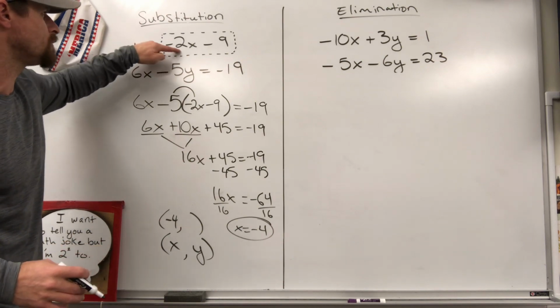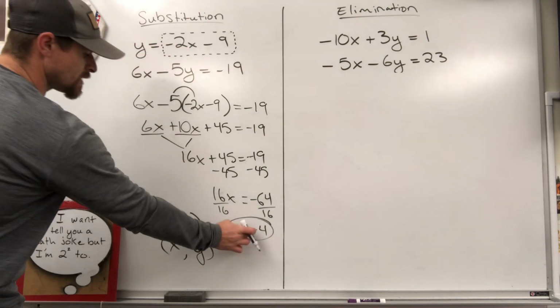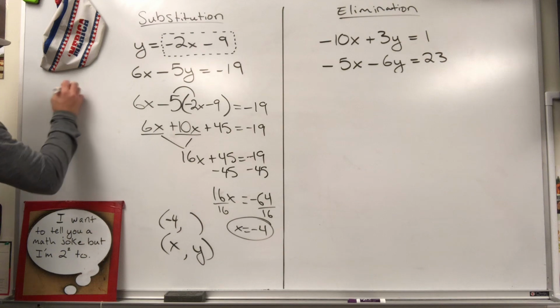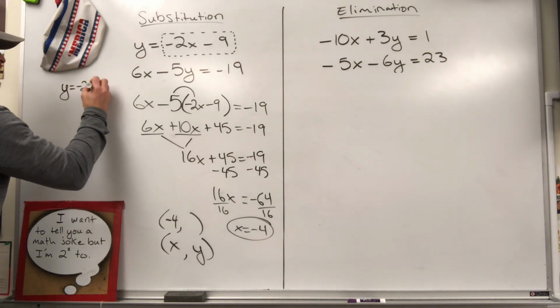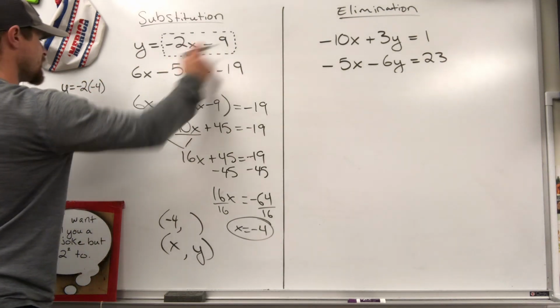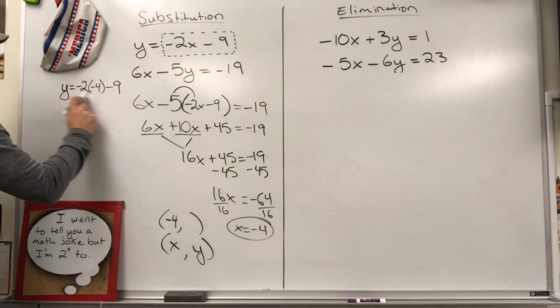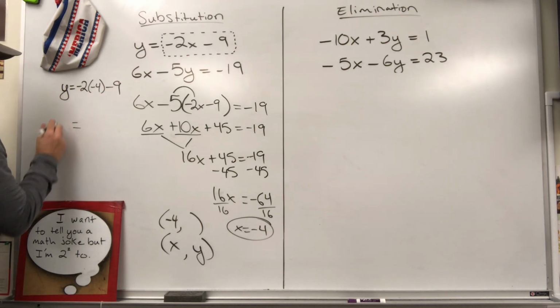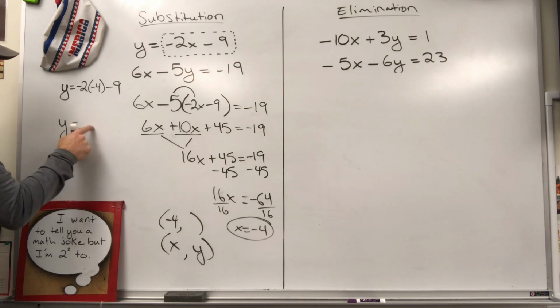y equals negative 2x. Well, that x is going to show us a negative 4 now. So y equals negative 2 times negative 4 minus 9. Once I clean all this up and have it simplified, I'll know exactly what number y needs to be.